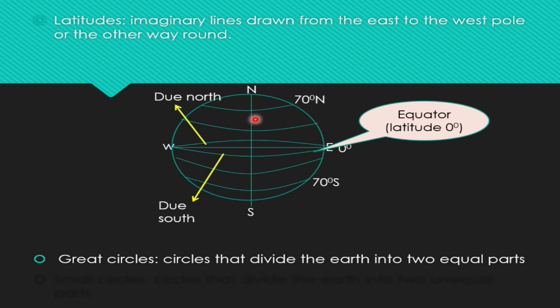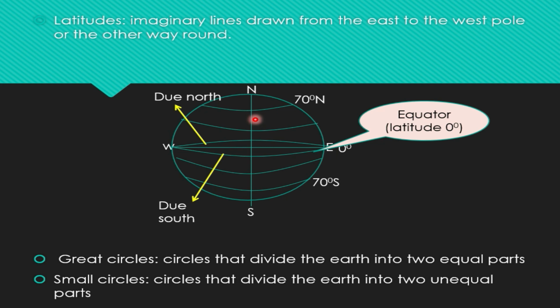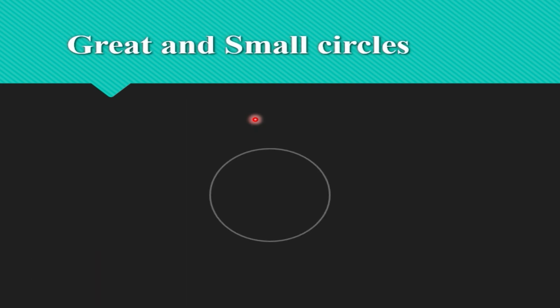And so, great circles: circles that divide the earth into two equal parts. Like I said, longitudes are all great circles, but latitudes have only one great circle, which is the equator. That is latitude 0 degrees. Small circles divide the earth into two unequal parts. Latitudes are small circles, except the equator. Now let's look at what great circles and small circles are.